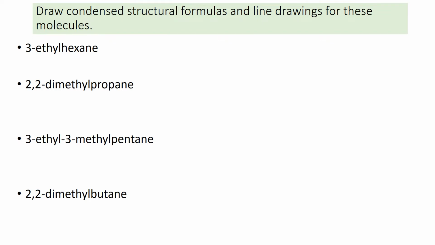Let's do some more. If we have the name, let's be able to draw the structure. So again, let's start with the root. The first piece, hex-, that means that we have 6 carbons. So I'm going to draw my 6 carbons.